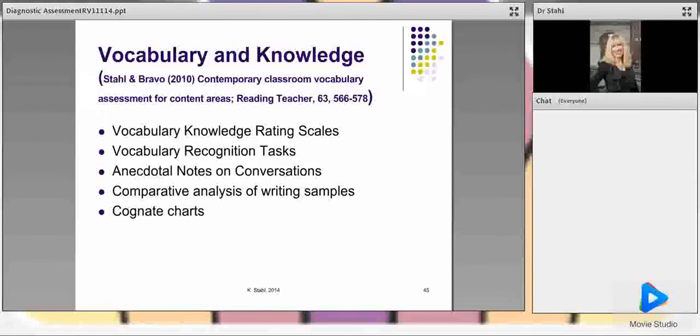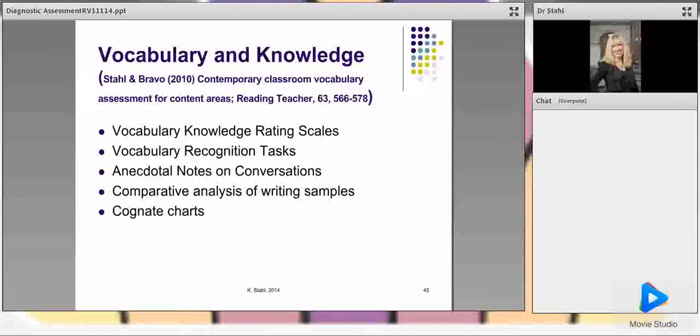So, using some vocabulary knowledge rating scales for children to self-identify how much they know about various kinds of vocabulary, to identify a vocabulary recognition task where children would have to say whether they know the word or don't know the word, and then would have to categorize it. For example, is it a kind of animal body part? If you're doing a unit on insects, is this an animal body part? Is this a home for insects? Is this a type of insect? And then also doing those kinds of notes on conversations.